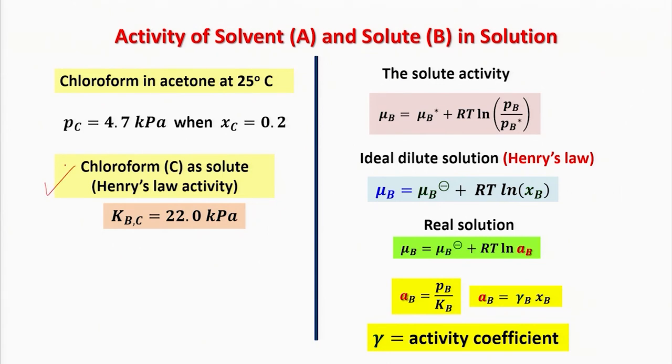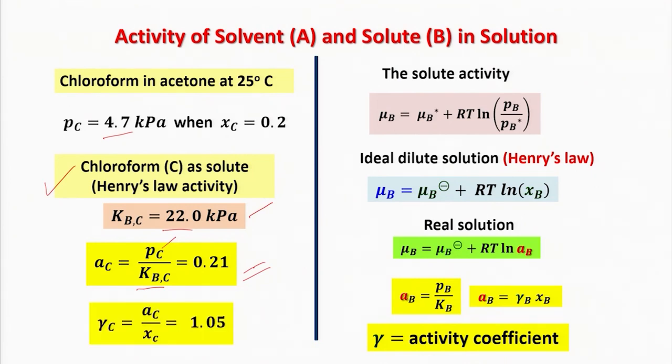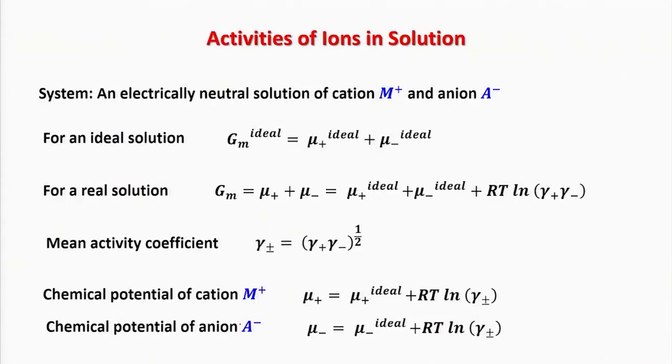Now, let us consider the other end where I have chloroform used as a solute. And in this case, the Henry's law constant for chloroform is given to be 22 kilopascal. So, under such condition, the activity of chloroform would be the value of the partial pressure in contact with the solution divided by its Henry's law constant. And therefore, this value, which is nothing but 4.7 divided by 22, turns out to be 0.21. And I can very easily find out the activity coefficient here to be equal to 1.05.